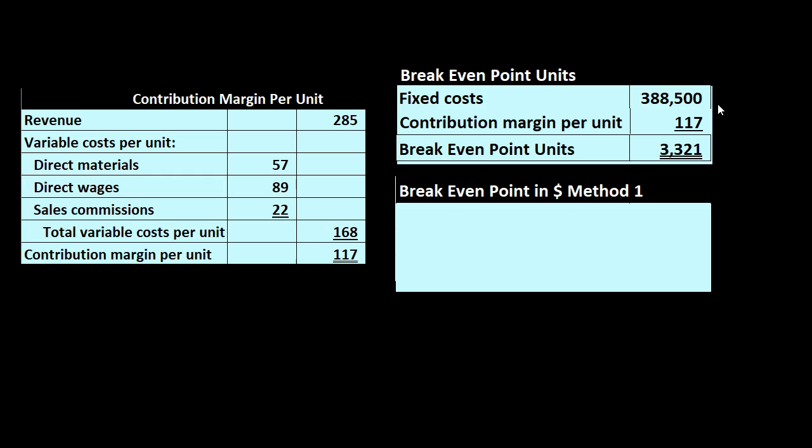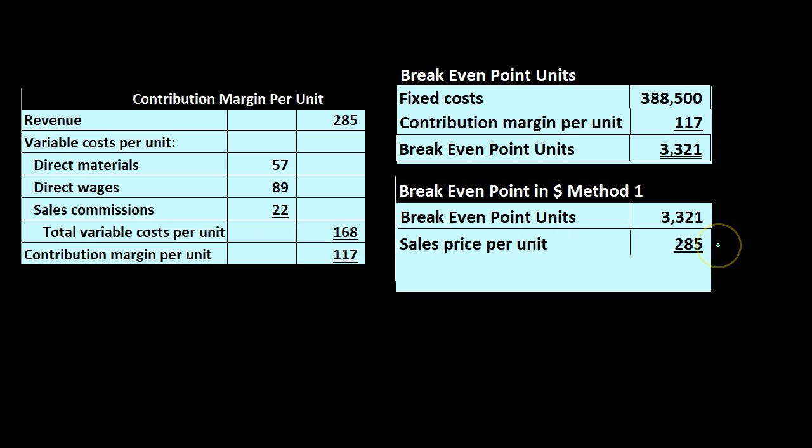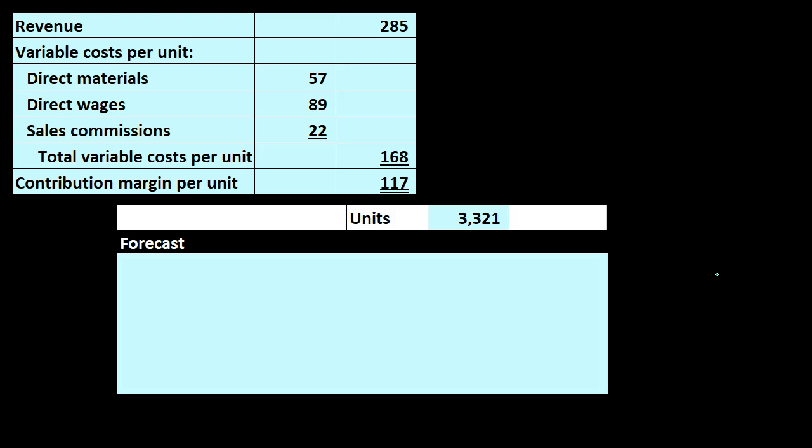And we can also think of our break-even point in terms of revenue. There are a couple of different methods, but one method, obviously, if this is how many units we have and the sales price is $285, we multiply those out. That means that our break-even point in terms of dollars, the revenue, the sales we need, is $946,346. Now let's consider forecasting.